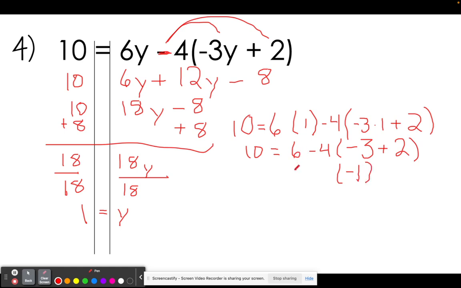Now I have 6 minus 4 times negative 1. Well, this negative 4 times negative 1 is going to give me a positive 4. And 6 plus 4 does in fact equal 10. So this one also worked. Yay me. Next one.